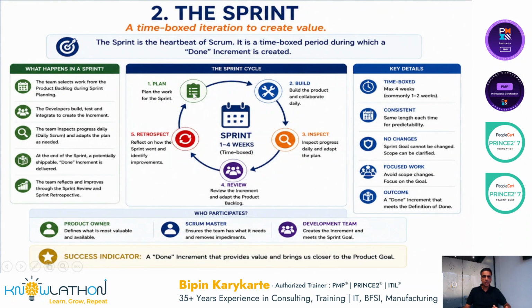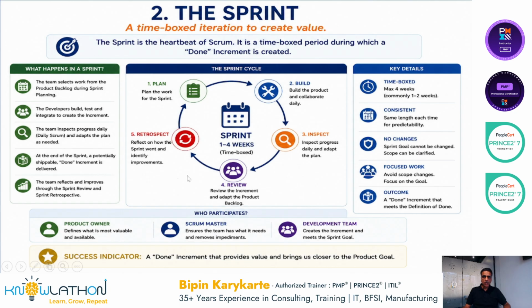So you do the plan, you build the product and collaborate daily. You inspect the progress daily, which is your daily scrum, and adapt the plan. You review the increment and adapt the product backlog, and then you retrospect after the sprint is completed. You retrospect and reflect on how the sprint went and identify improvements.